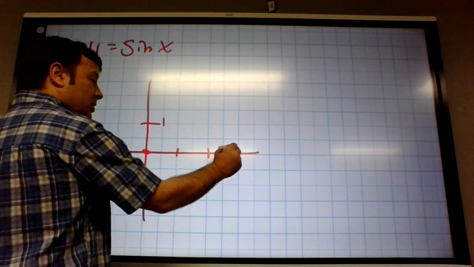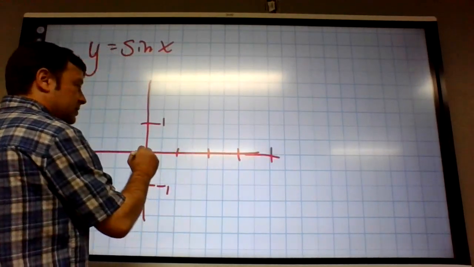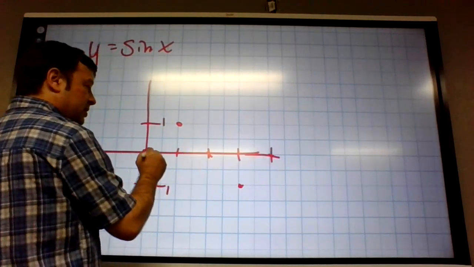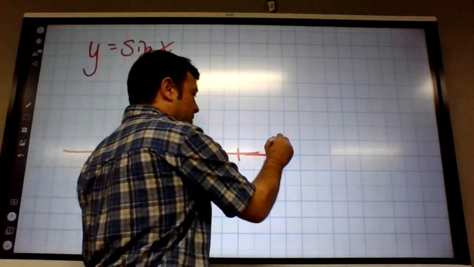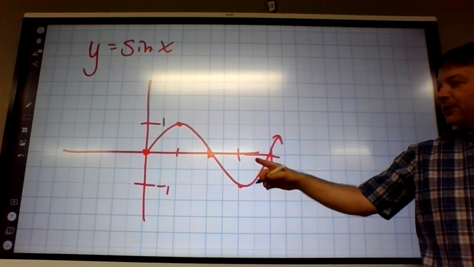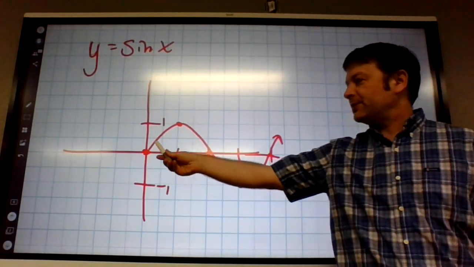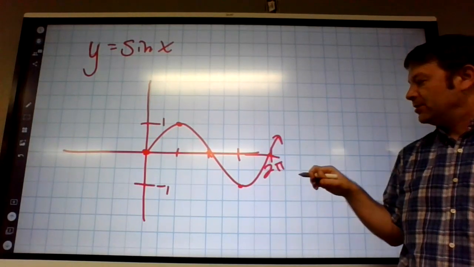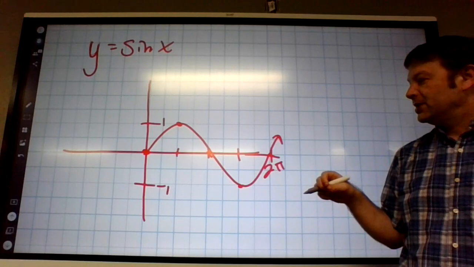It goes up and down 1. So it goes there, and then down at the bottom, and there. And how far before it starts repeating itself? How far does it get? 2 pi. That's right, which is like 360 degrees.